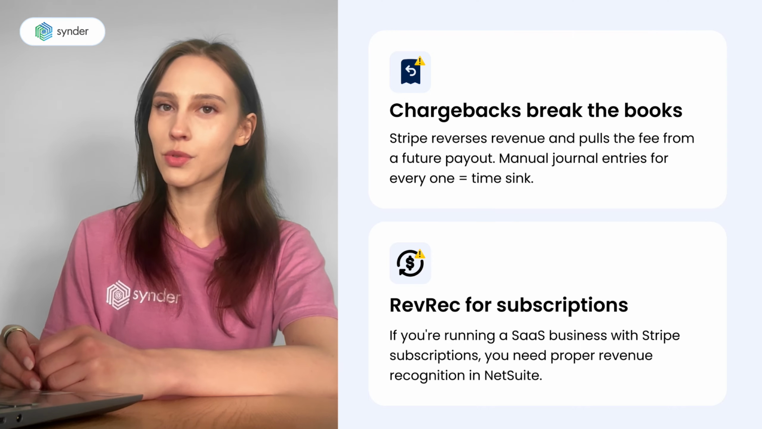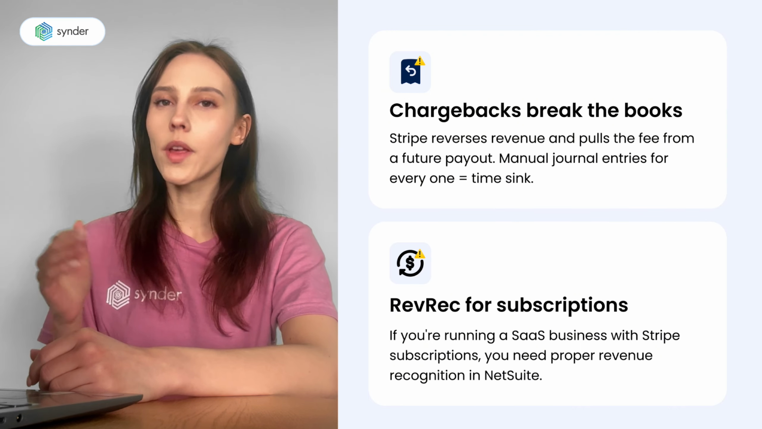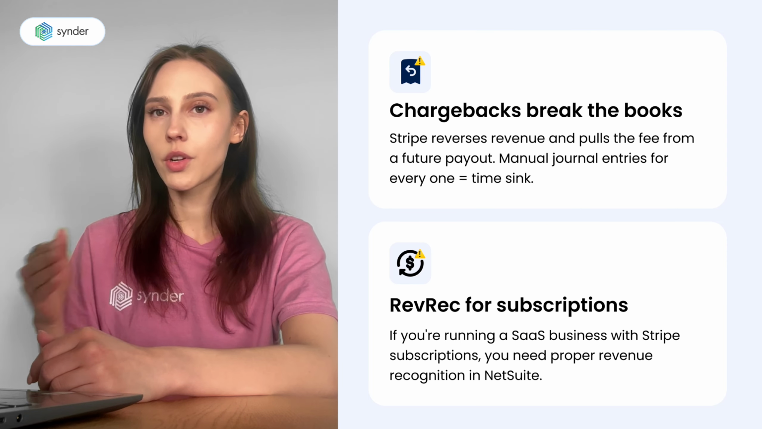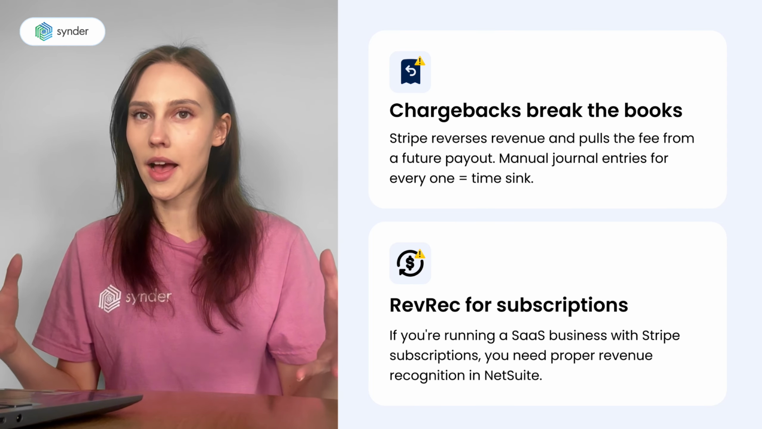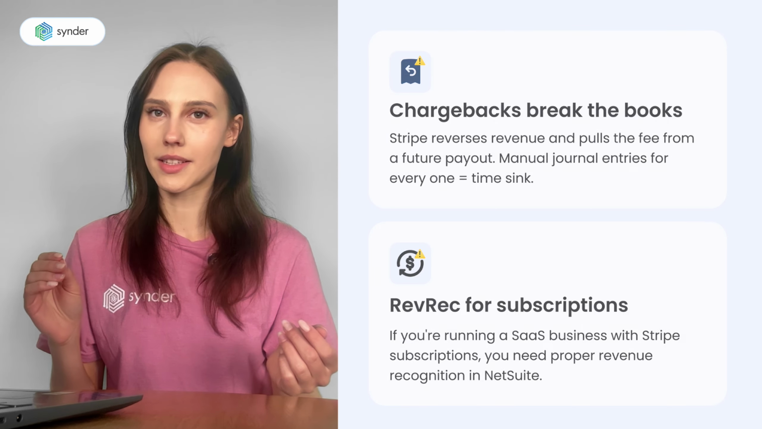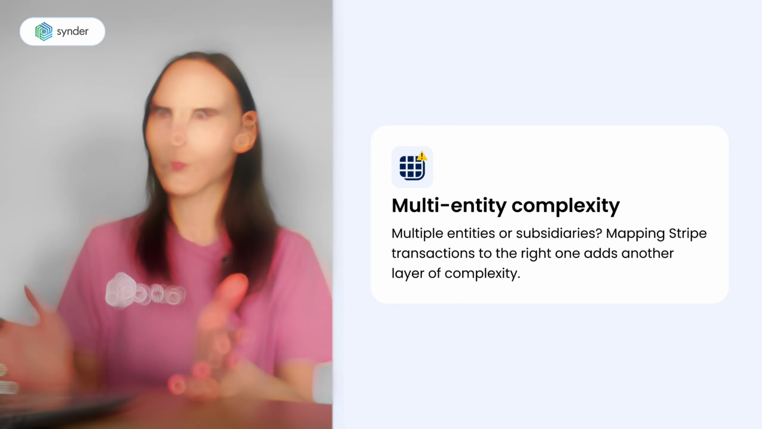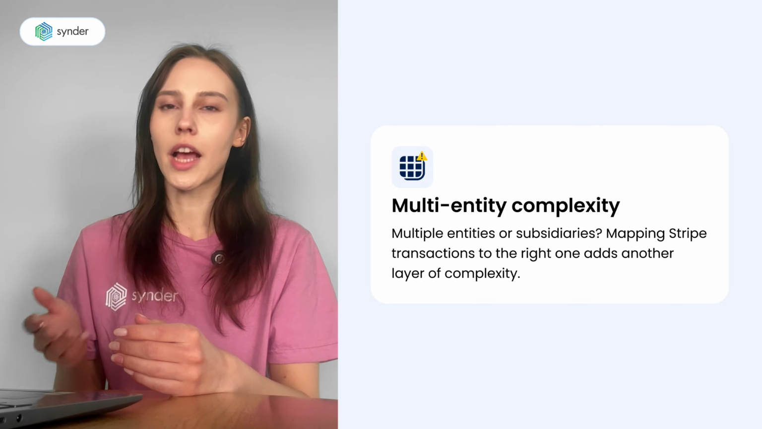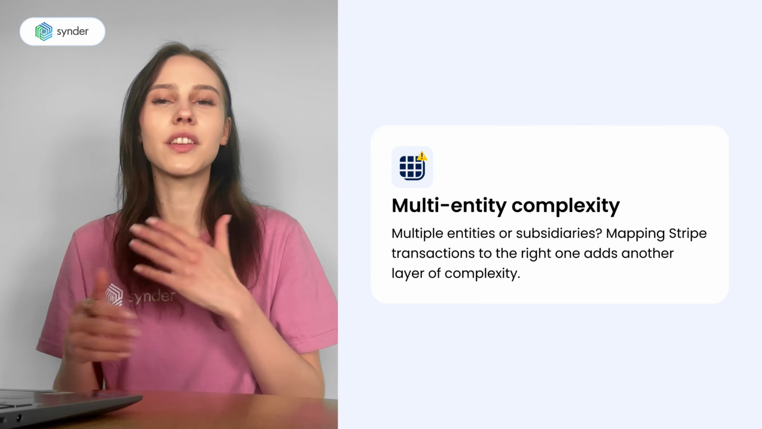Revenue recognition for subscriptions. If you're running a SaaS business with Stripe subscriptions, you need proper revenue recognition in NetSuite. Monthly recurring revenue needs to be recognized over time, not all at once. But setting this up manually is incredibly monotonous. Next is multi-entity complexity. If you're running multiple entities or subsidiaries in NetSuite, mapping Stripe transactions to the right subsidiary just adds another layer of complexity. So what conclusions can we draw? You need automated Stripe NetSuite integration. Manual CSV exports and journal entry creation simply don't scale.